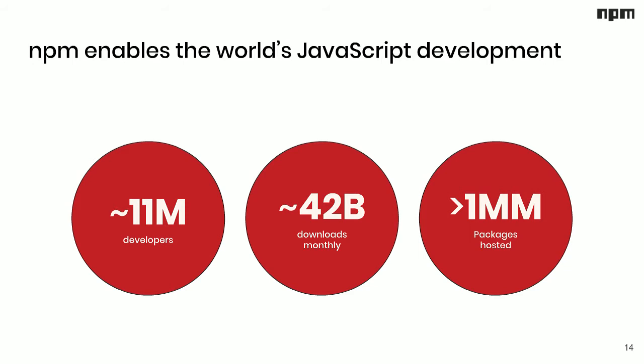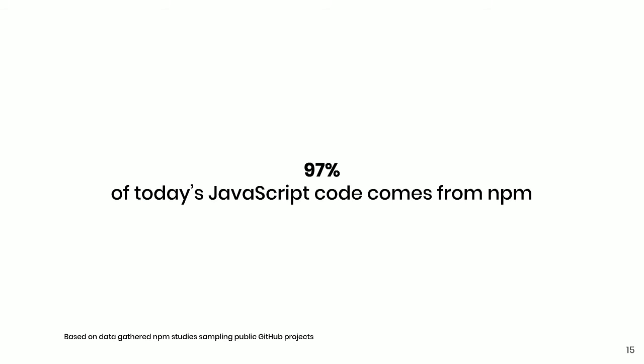So NPM is really, really popular. There are over 11 million developers who download more than 42 billion packages per month. And the registry itself contains more than 1 million different packages. And the growth of JavaScript and NPM are more or less the same these days. If you write an application in JavaScript, chances are about 97% of its code is going to come from NPM. And so the vast majority of the world's JavaScript, especially the open source reusable code, is going to come from NPM.